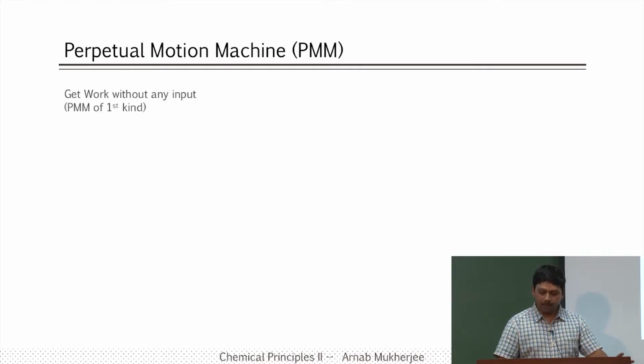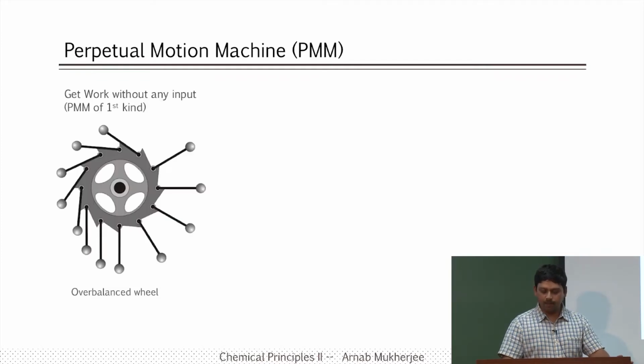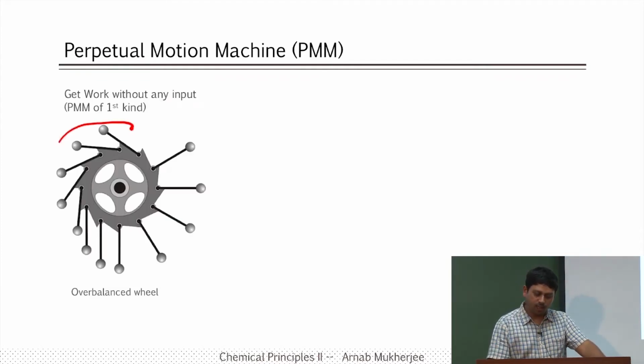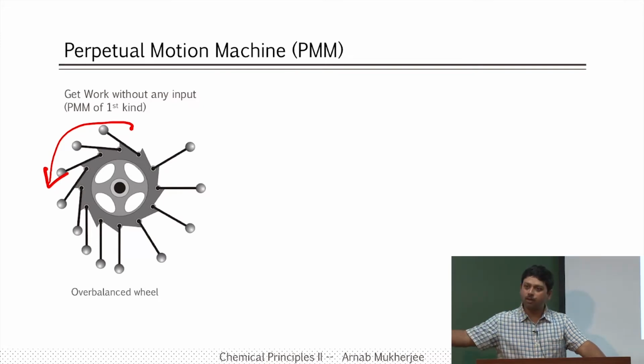Let us say there is an overbalanced wheel. This wheel looks like it will only rotate on this side and not on the other side. If you design something like that, imagine you can rotate the wheel in one direction and get work done out of it. The way it is designed, it is supposed to move only in one direction, and therefore it is supposed to give you work out of that. Do you think it will work? This is just one example.